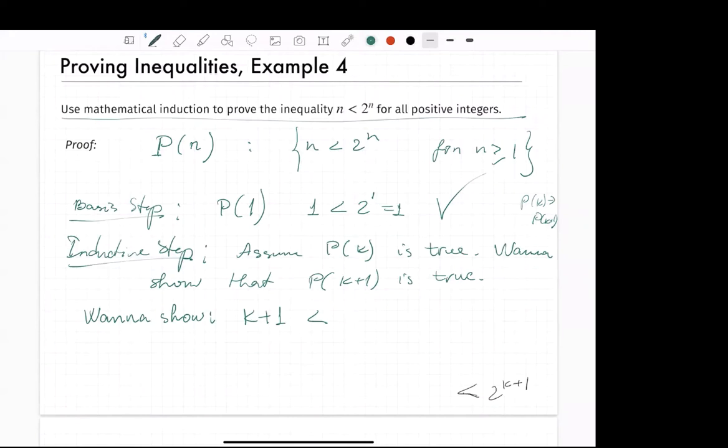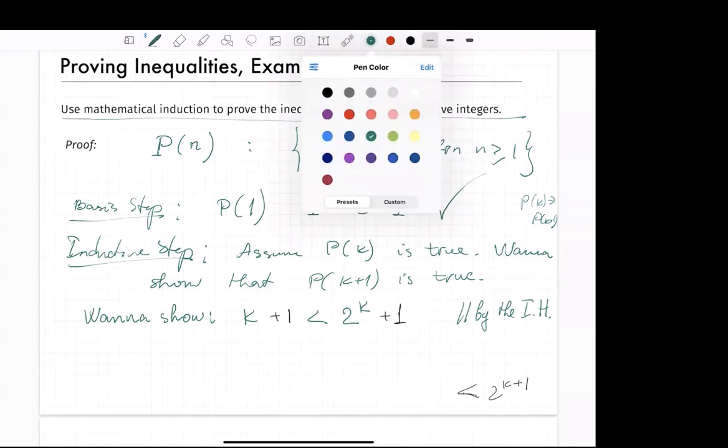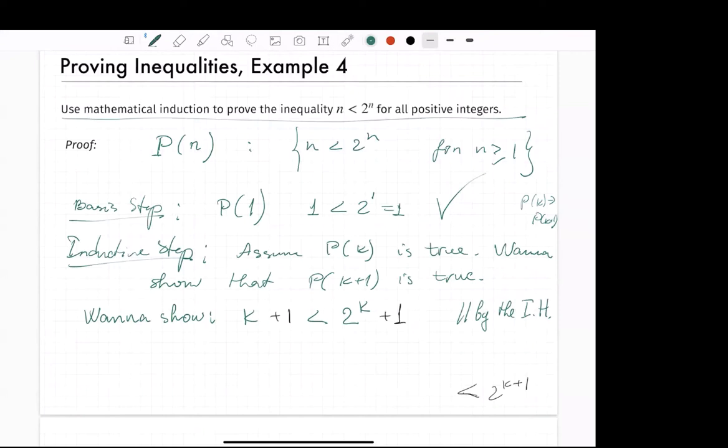But I'm starting by the inductive hypothesis. So let me use different colors just so I have my k plus 1. Here's my k plus 1. By the inductive hypothesis, k is less than 2 to the k. And plus 1, I'm just carrying over. And I'm going to say that this is by the inductive hypothesis. This is true. Do people agree? I think people agree. But can I also say that this is less than 2 to the k plus 2 to the k?